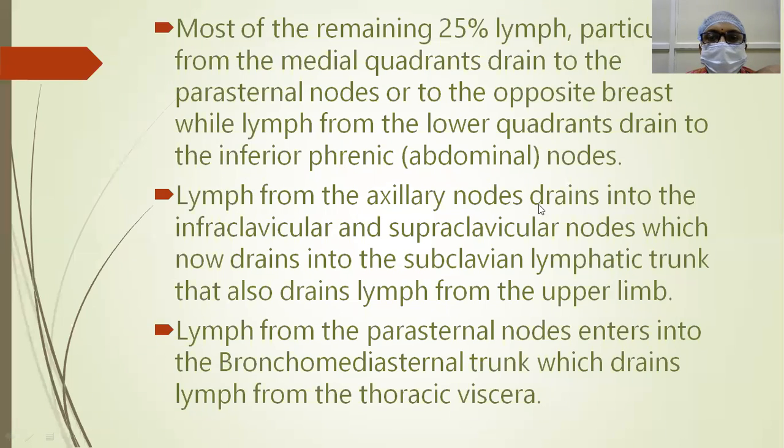Lymph from the axillary nodes drains into the infraclavicular and supraclavicular nodes, which now drain to the subclavian lymphatic trunk that also drains lymph from the upper limb. So lymph from the parasternal nodes enters into the bronchomediastinal trunk, which drains lymph from the thoracic viscera.